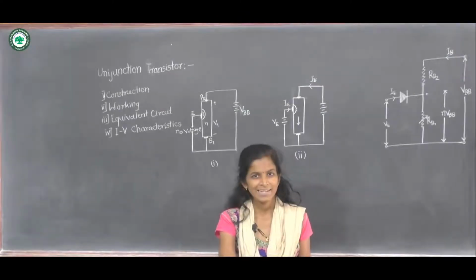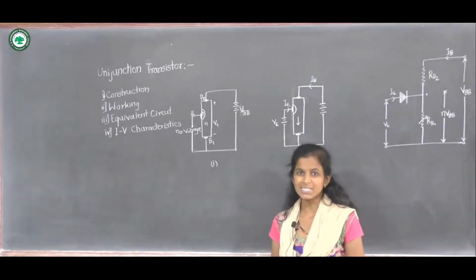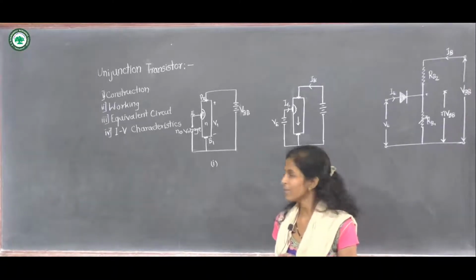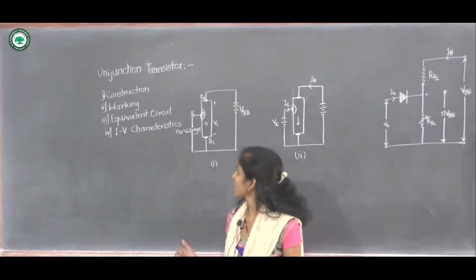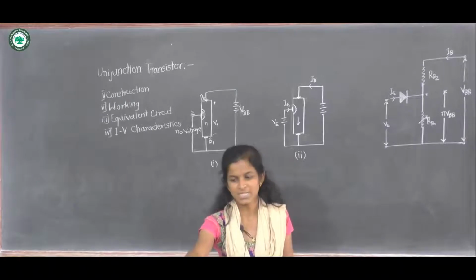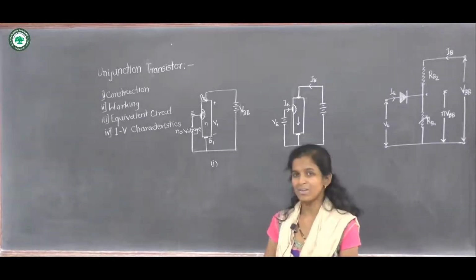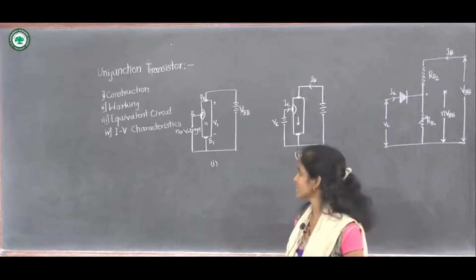Hello students, in the last lecture we have seen the construction of the unijunction transistor. Now in this lecture we will see the working, equivalent circuit and IV characteristic of the unijunction transistor. So now moving towards the working or operation of the unijunction transistor.